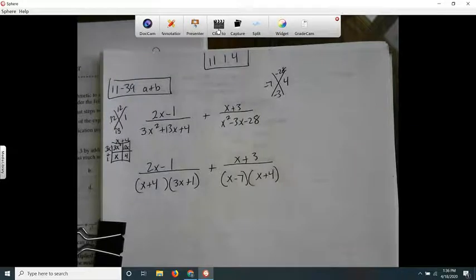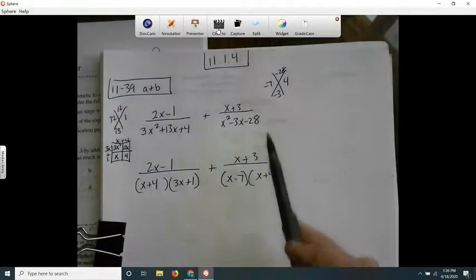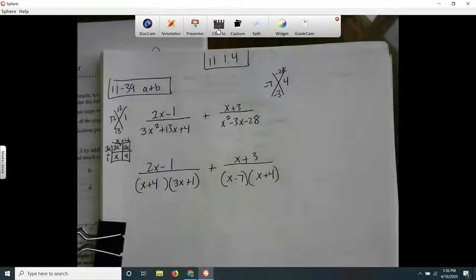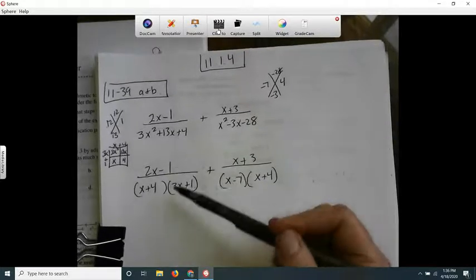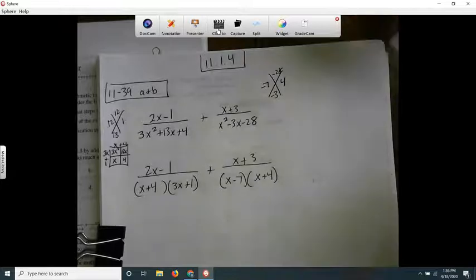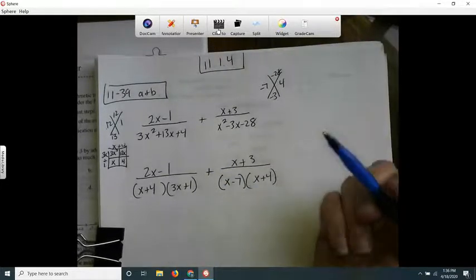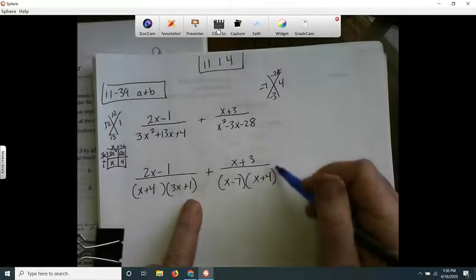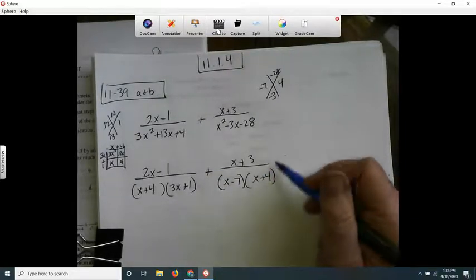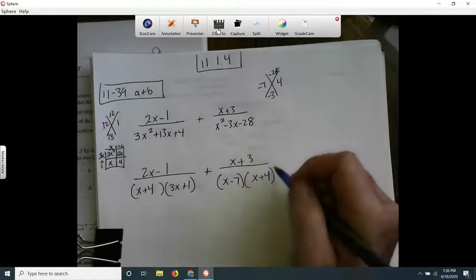So I got these things factored, just factored the denominators. Now I can look at it and say, well, what would be a nice common denominator for me? At least they both have x plus 4s in them. So if only this one, I'll use a different color, if only this one had an x minus 7 with it, and this one had a 3x plus 1 with it, then they would match.